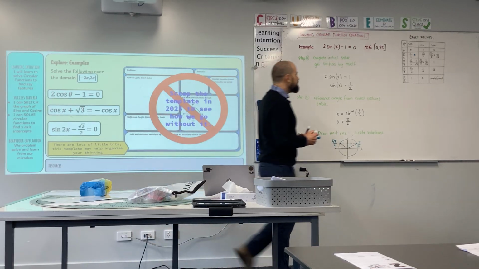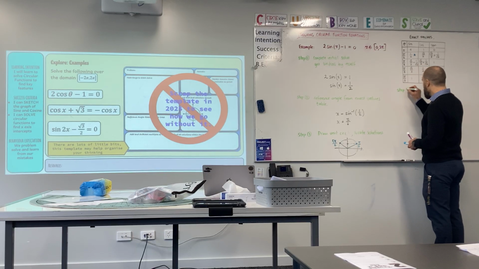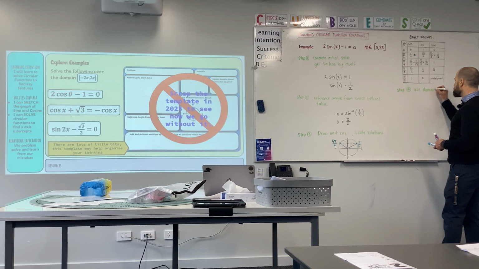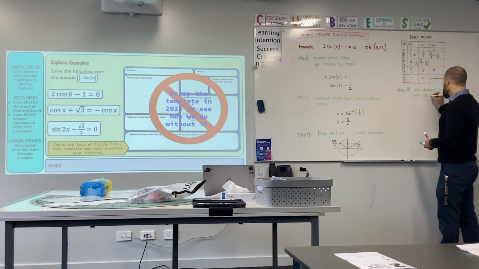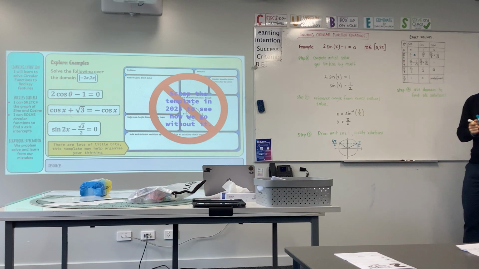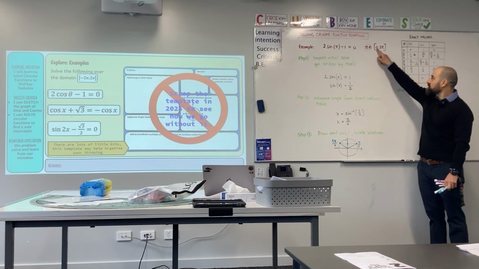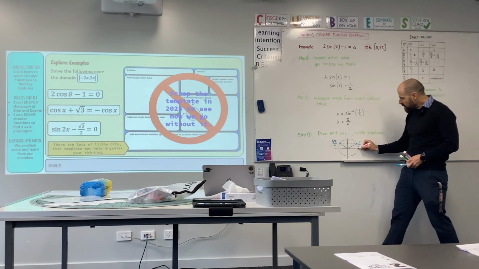Then, step 4. We're going to use the domain to find all solutions. All right. Now, in this one, we're actually already done because our domain was from 0 to 2 pi. So if we track around in our unit circle and we go from 0 and we start travelling around our unit circle, we get our first solution.